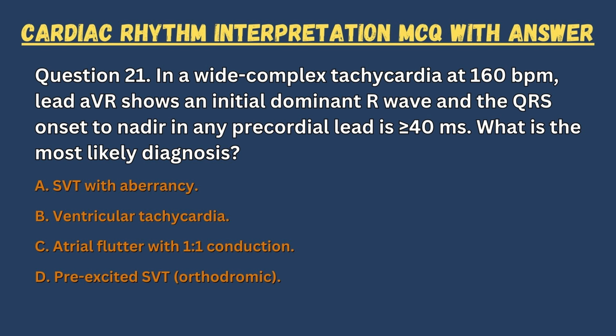Question 21. In a wide complex tachycardia at 160 BPM, lead aVR shows an initial dominant R wave and the QRS onset to nadir in any precordial lead is greater than or equal to 40 milliseconds. What is the most likely diagnosis? A. SVT with aberrancy. B. Ventricular tachycardia. C. Atrial flutter with 1:1 conduction. D. Pre-excited SVT, orthodromic.